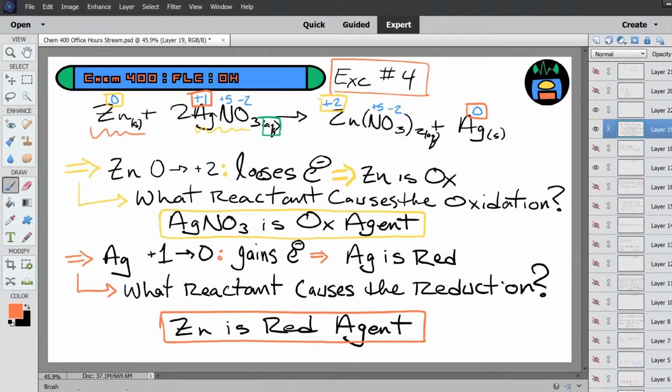Okay, let's see. Just to clarify, if there's no charge listed on the metal, yes.